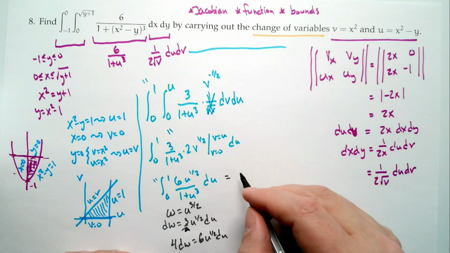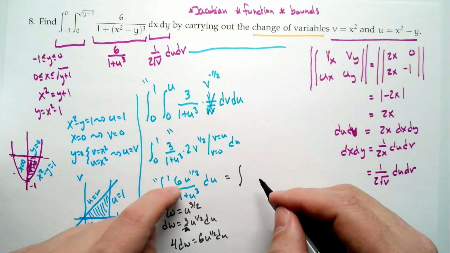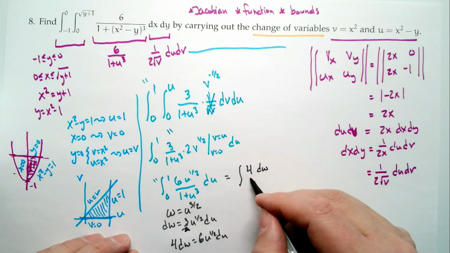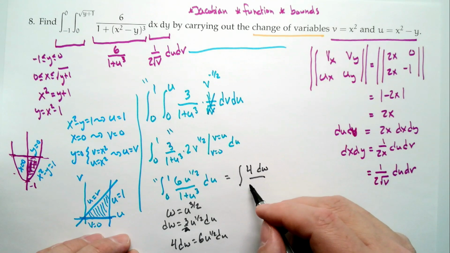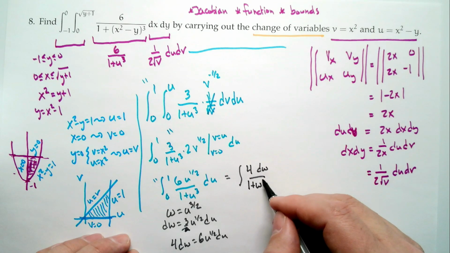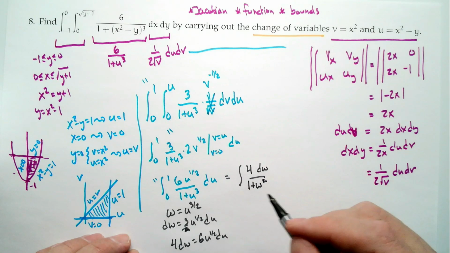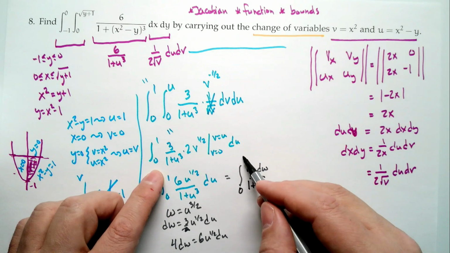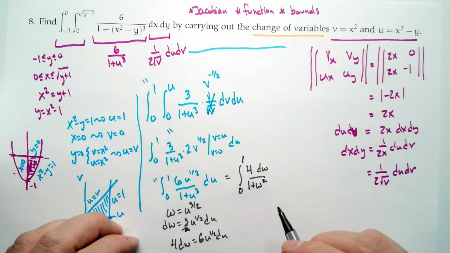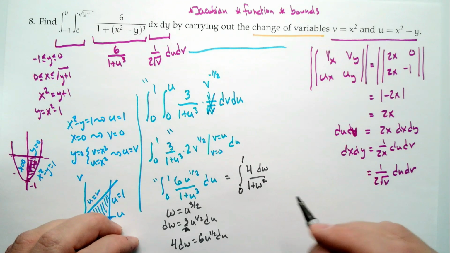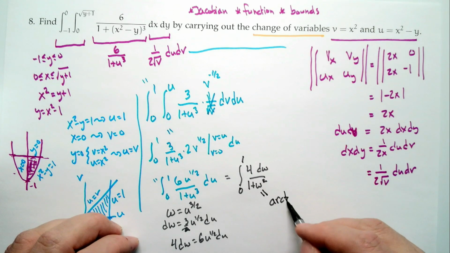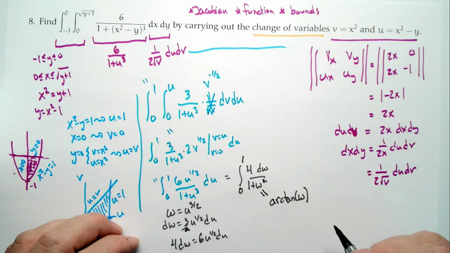So this becomes the integral of 4 dw over 1 plus w squared, replacing 6 u to the 1/2 du over 1 plus u cubed. And we've got to update the bounds. 0 to the 3/2 is 0. 1 to the 3/2 is 1. Now, 1 over 1 plus w squared, I bet you recognize that one. Arctangent. Okay, someone has been hanging around my class. Good. It's arctangent of w.